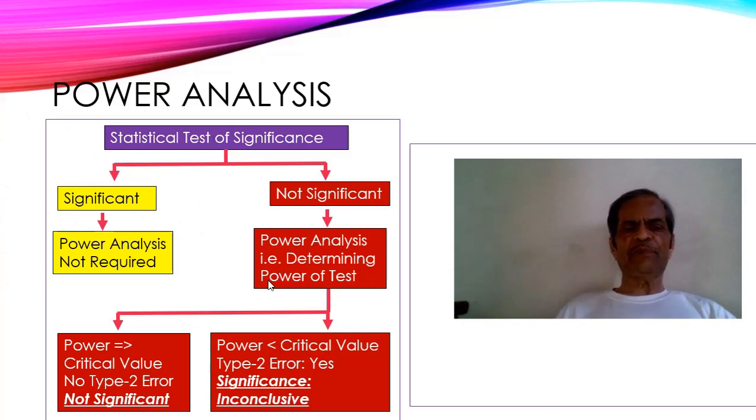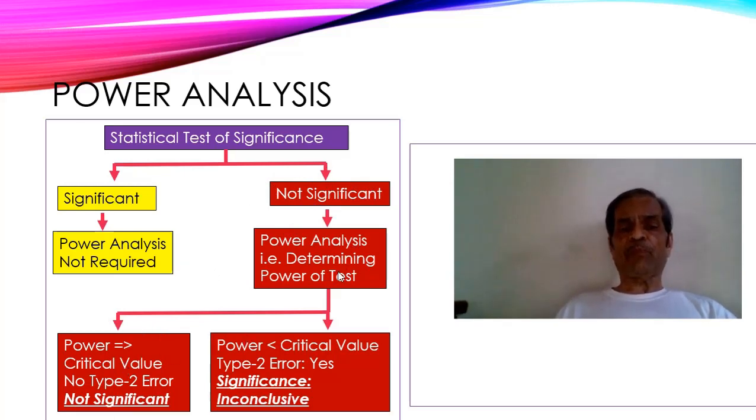And after doing the power analysis, we find that the power of the test is equal to or more than the critical value, that is 80%. Then we conclude that there is no type 2 error in this example, wherein we have applied the statistical test of significance. So the conclusion that the result was statistically not significant is accepted as it is.